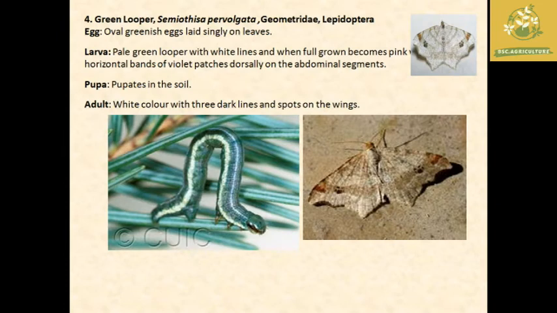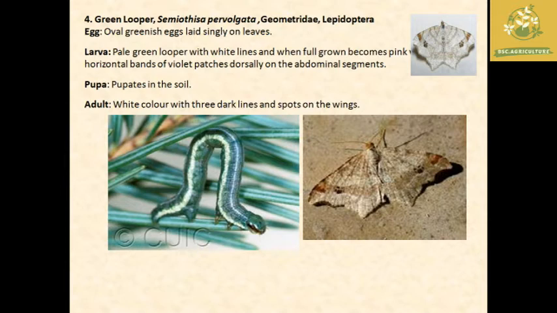And the second one is green looper. So the scientific name is Semiothisa purpurgata, the family is Geometridae, and the order is Lepidoptera. So it also causes defoliation. And while seeing about the larval characteristics, it is a green looper with white lines, and a fully grown larva has pinkish white color horizontal bands of violet patches dorsally at the abdominal stage, you can clearly see that in the picture.